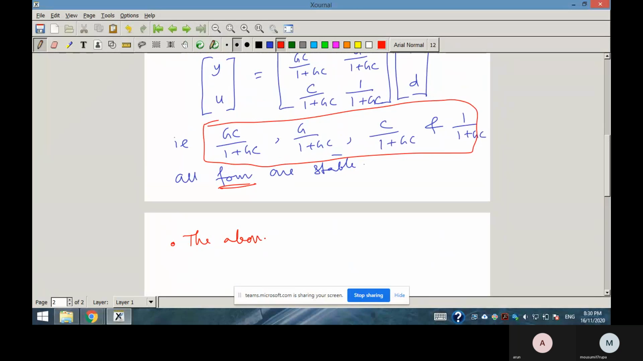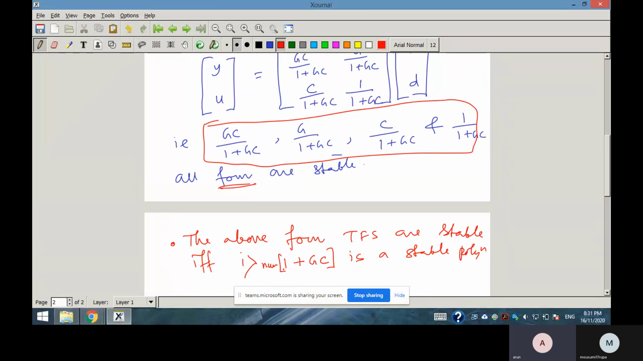the above four transfer functions are stable if and only if, it can be proved, the numerator of 1 plus GC is a stable polynomial.